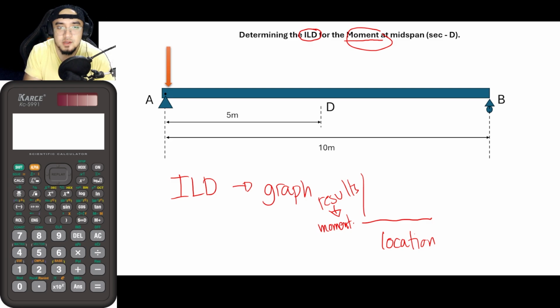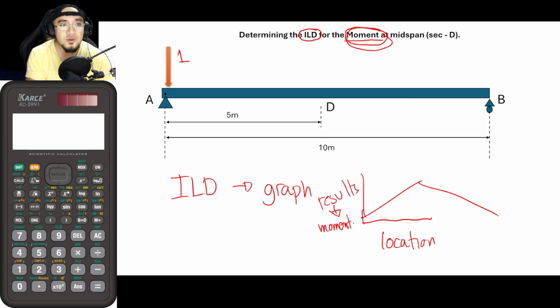So with that guys, what we will be doing for this video is that we will be graphing what the influence of the location will be, considering that we are to draw the ILD for moments. Okay, so in order for us to do that, what we would be doing is that we will be introducing a unit load. And when we say unit load, unit means one. Okay, so this might be 1 kilonewton, 1 pound, whichever you like, as long as it is one.